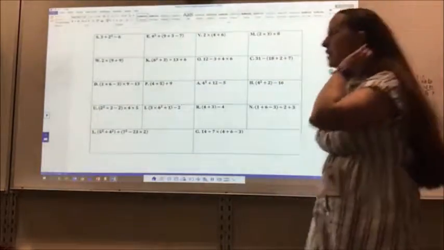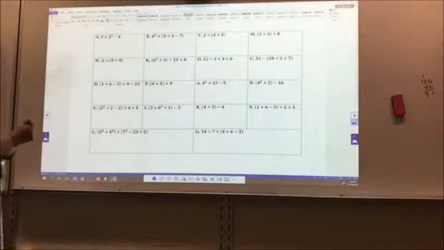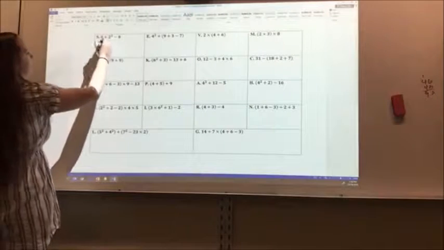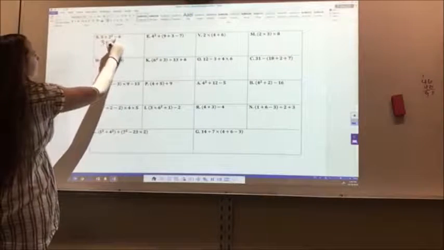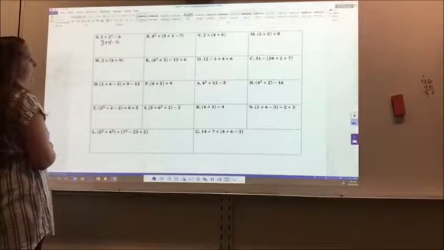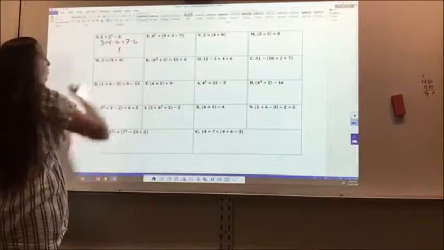All right, so for my first one up here, I have 3 plus 2 squared minus 6. I'm going to do 2 squared first, which gives me 4. And then I'm going to go from left to right. 3 plus 4 is 7, minus 6. So that equals 1.